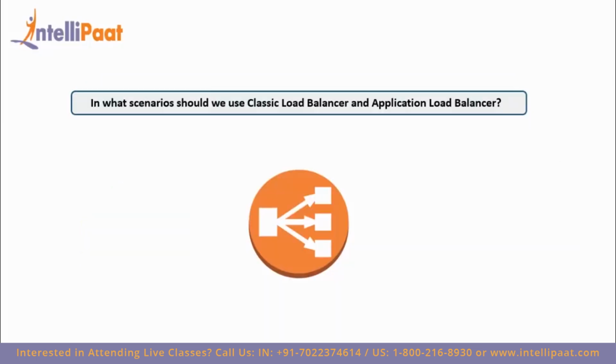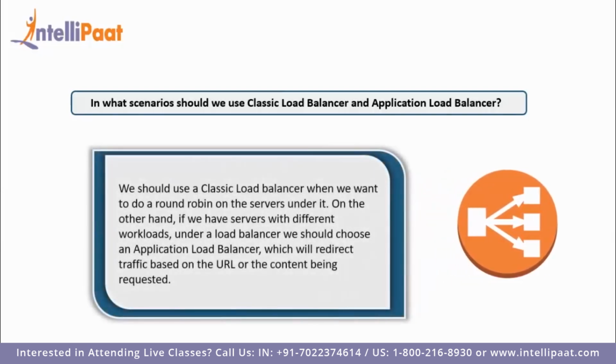Moving on, our next question is, in what scenarios should we choose classic load balancer and application load balancer? All right. So for this question, I think the best way to answer would be to understand what exactly is classic load balancer and what exactly is application load balancer. A classic load balancer is an old-fashioned load balancer which does nothing but round-robin based distribution of traffic, which means it distributes traffic equally among the machines which are under it. It cannot recognize which machine requires which kind of workload or traffic.